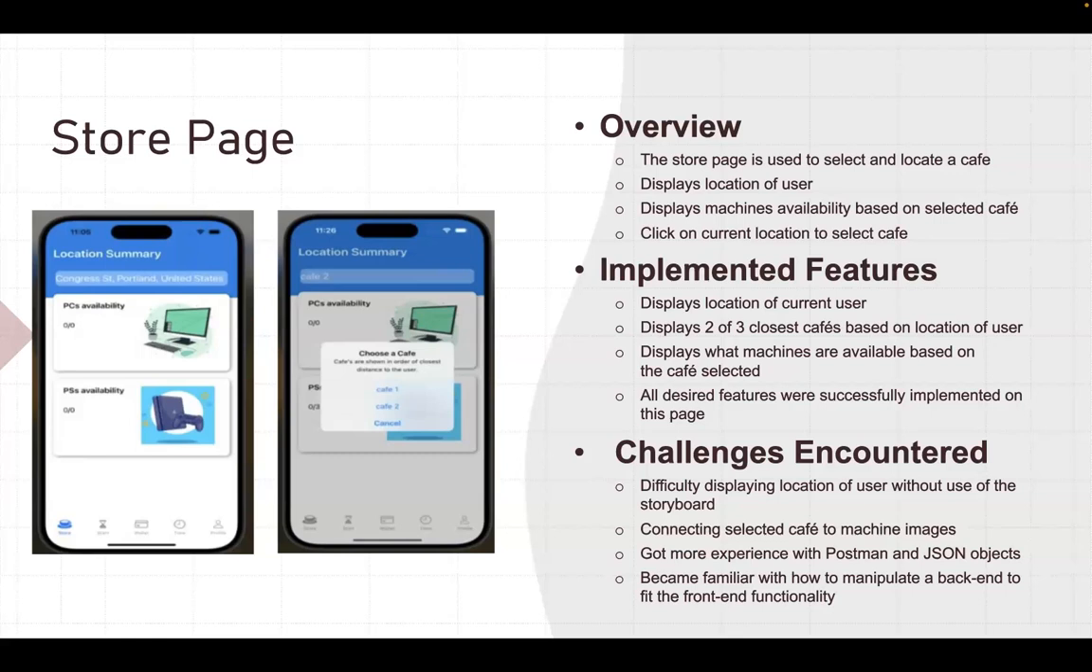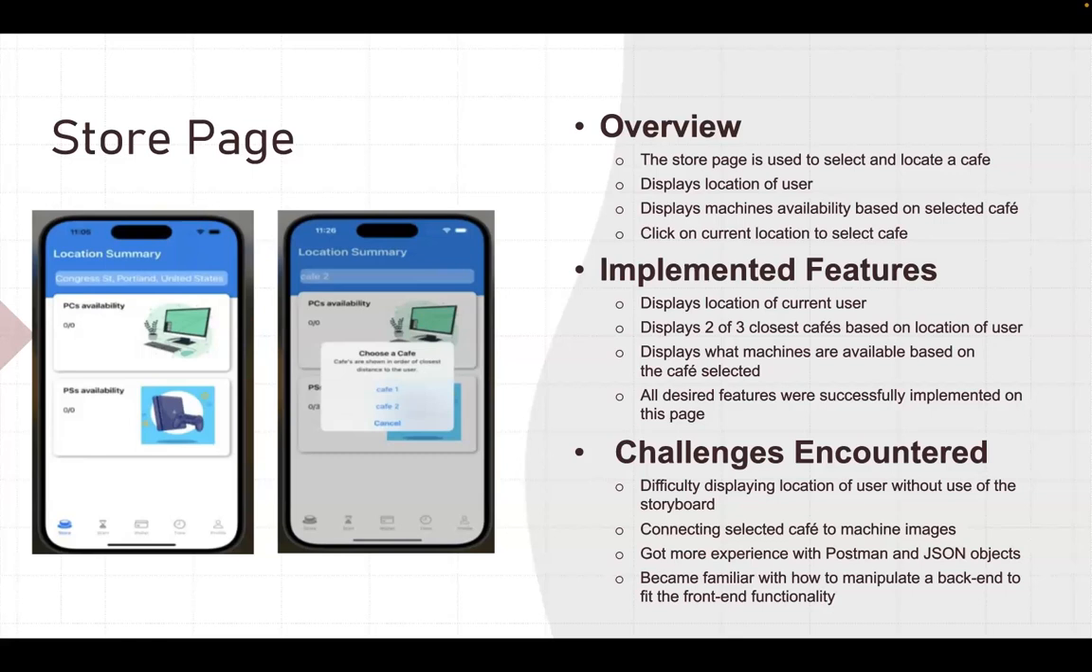So we were able to implement the location feature and, of course, filtering out the two closest ones. And it displays what machines are available based on the cafe. We were able to implement all these features. Yay. But that was not without some challenges.